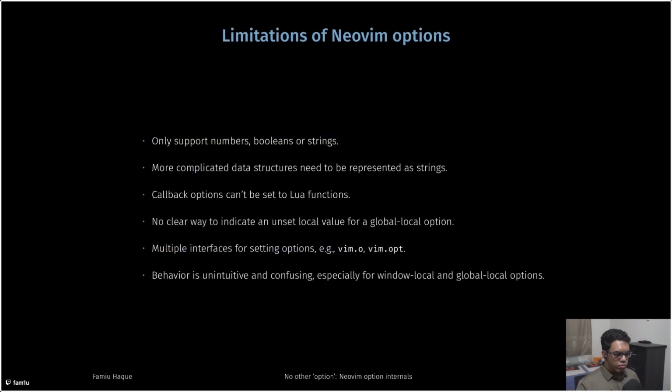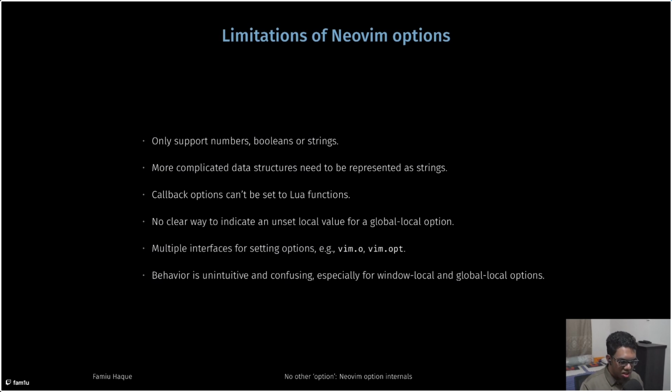Anyway, so let's move on to limitations of Neovim options. What makes options so bad to deal with? Well, actually, this is only the user facing problems. I'm not talking about the internal code stuff yet, but this is the user facing problem, the problems the users would notice, that sort of stuff.